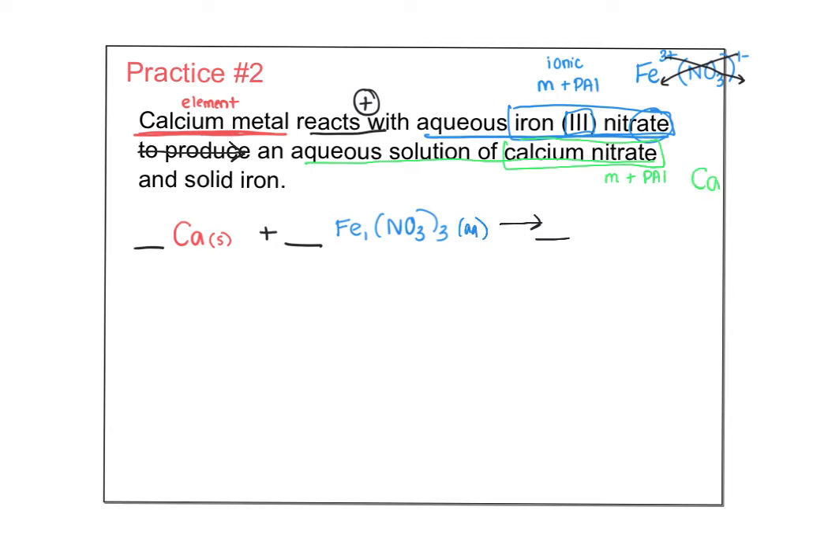I find calcium on the periodic table. It has a charge of +2. Nitrate is a polyatomic ion. It always has the formula NO3 and the charge of -1. When I crisscross, the 1 goes down here, the 2 goes on the outside. So Ca1(NO3)2, and they told me it was aqueous.